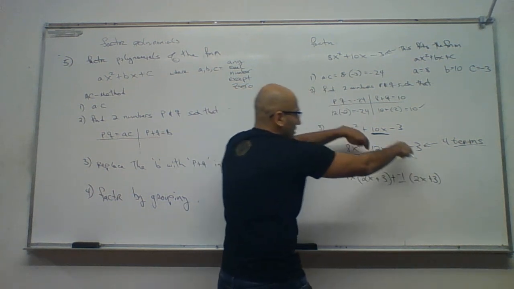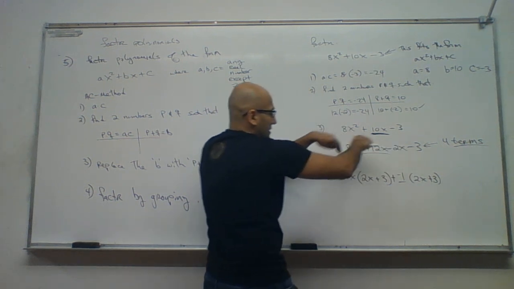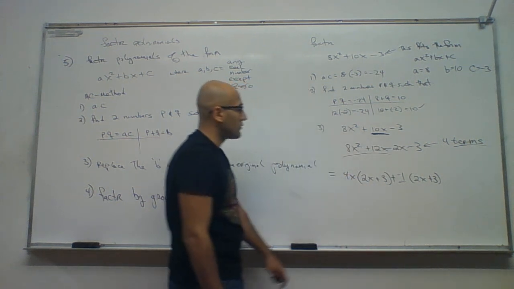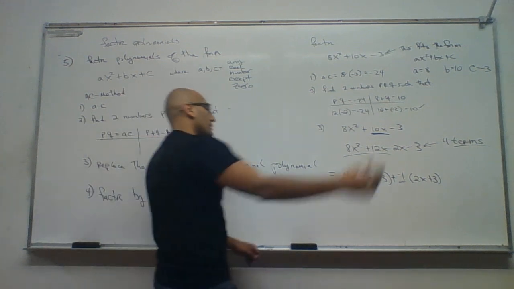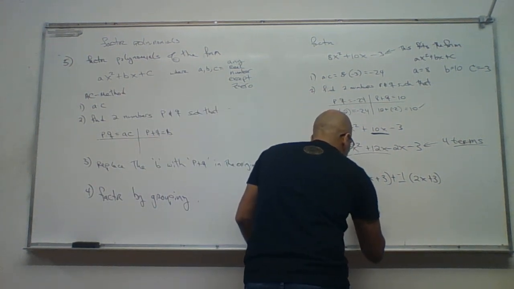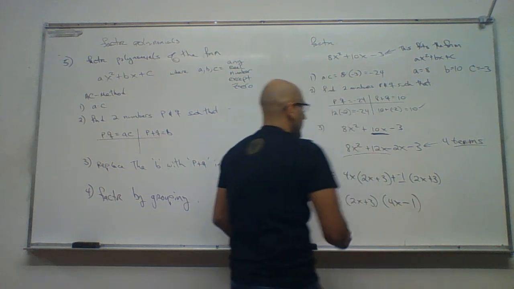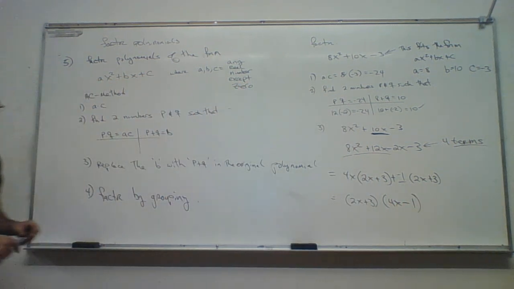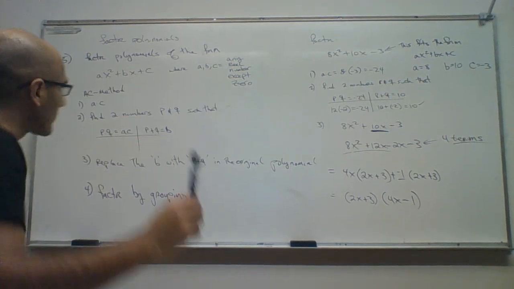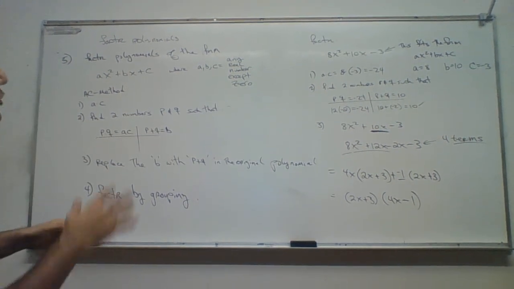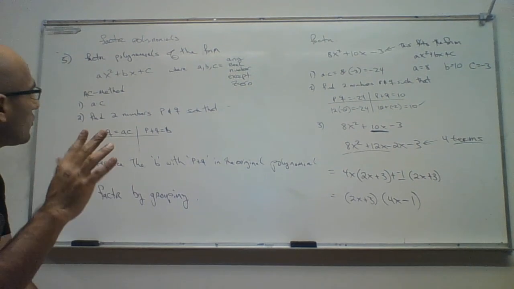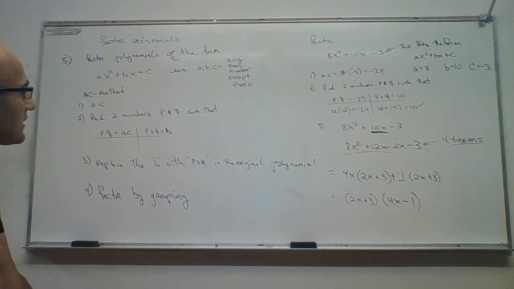And now the final step is the tricky one, to recognize that they both have a factor of 2x plus 3 in common. Let's take that out. 2x plus 3, 4x minus 1, and we're done. All right, that's all 5. Everything we have to deal with in this book should be manageable by all 5 with only a few little minor tweaks here and there.